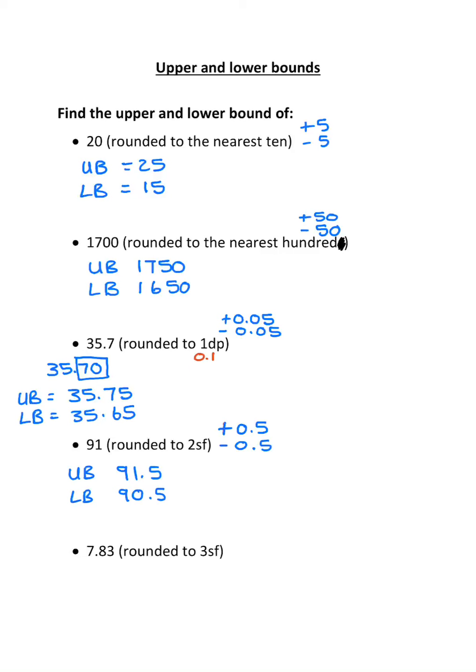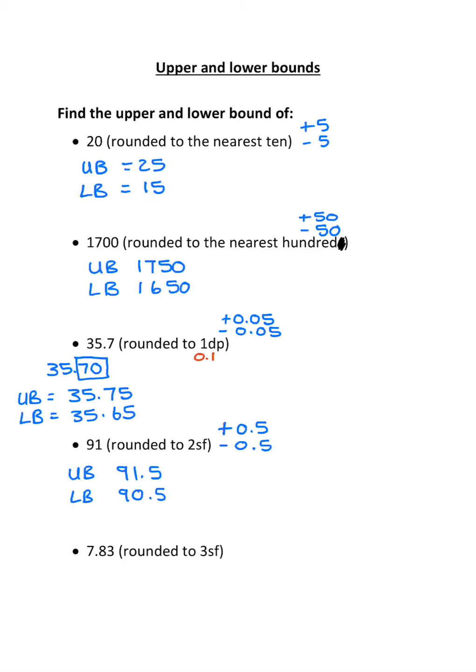In the same way, if this has been rounded to 3 significant figures, the first significant figure is the first number that is not a 0, so that's a 7, which means the second significant figure is that 8, and the third significant figure is that 3. So that basically means that I want to round this number to 2 decimal places.